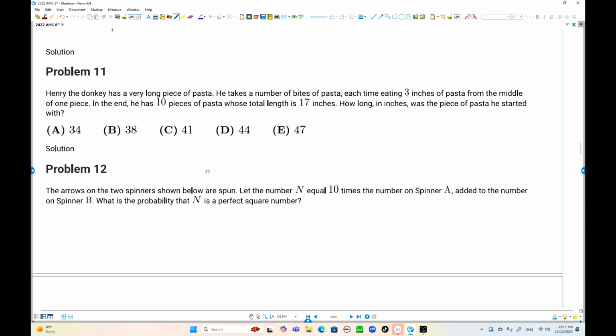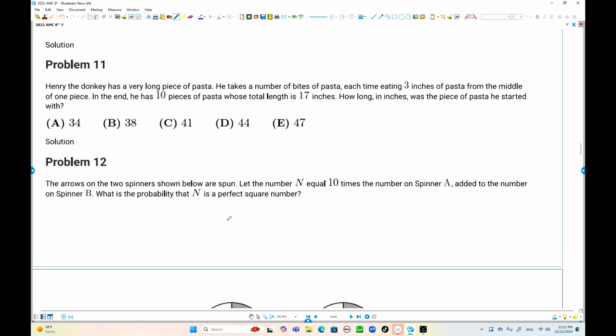Here is number 11. Henry Donkey has a very long piece of pasta. He takes a number of bites of pasta. Each bite takes 3 inches of pasta. Always think about the middle of the one piece. If we have one piece over here, the middle 3 inches is out. So 10 pieces are left. After that, the total number of lengths is 17, right? If you have one bite, you have 2 pieces.